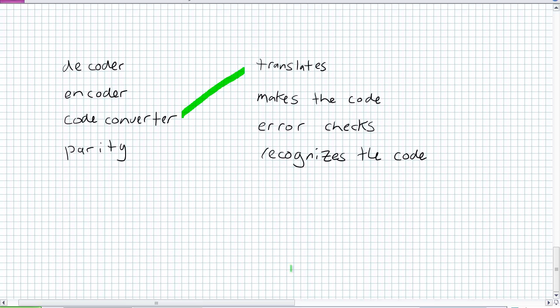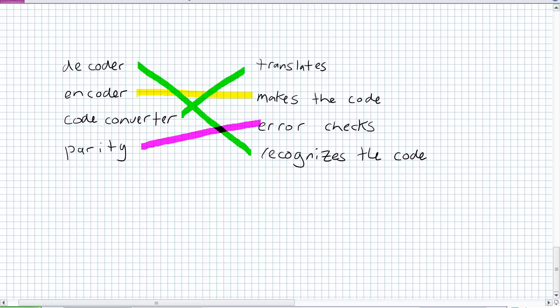So code converter, that's kind of the translator. It's taking binary, converting it to gray code. The example we did was binary to BCD and vice versa. What's the next one? Which makes the code? How about an encoder? So you can press a key and it's going to output the ASCII code for that. A keyboard is an encoder. Which one error checks? I would call that parity, because what I'm doing in the example that I used was an even odd parity checker and generator. And then finally, the only one remaining is our decoder. It recognizes the code.